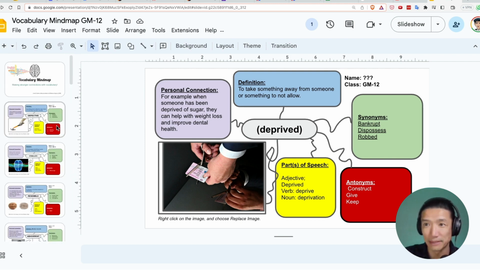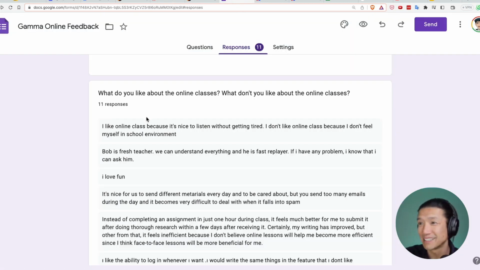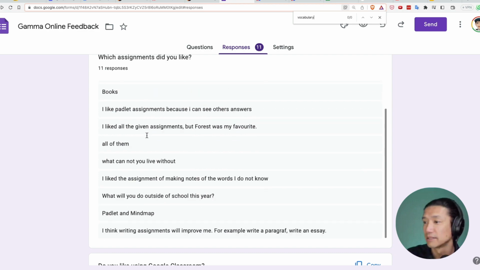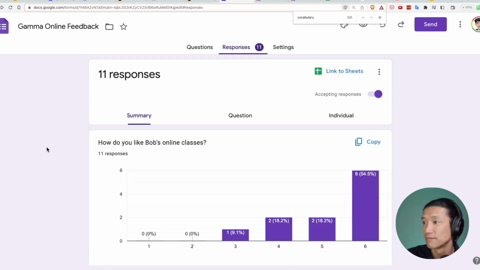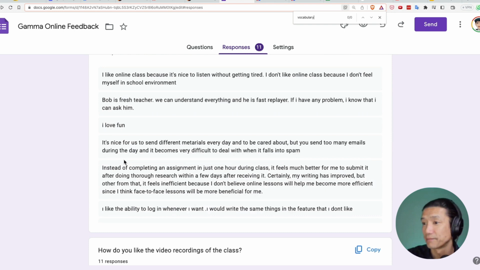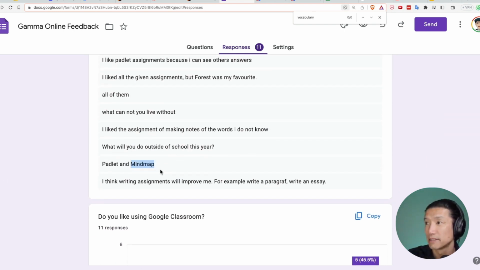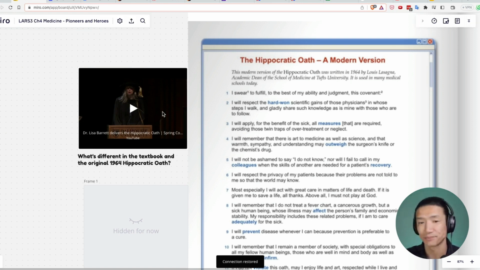Vocabulary mind map. Somebody said in the comments that they liked the vocabulary mind maps. Thank you. This is from my friend Becca and Katrina. They made this, thanks to them. I think it's in the assignments. Mind map, there it is. Padlet and mind map, somebody liked those things. Good, I appreciate your feedback.